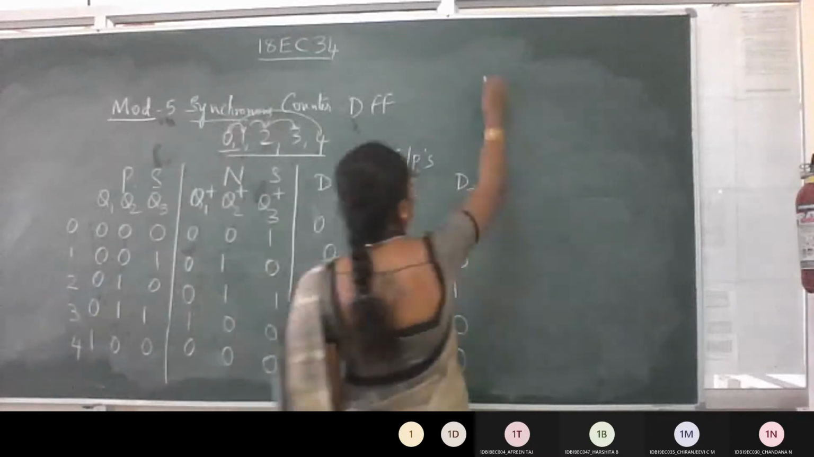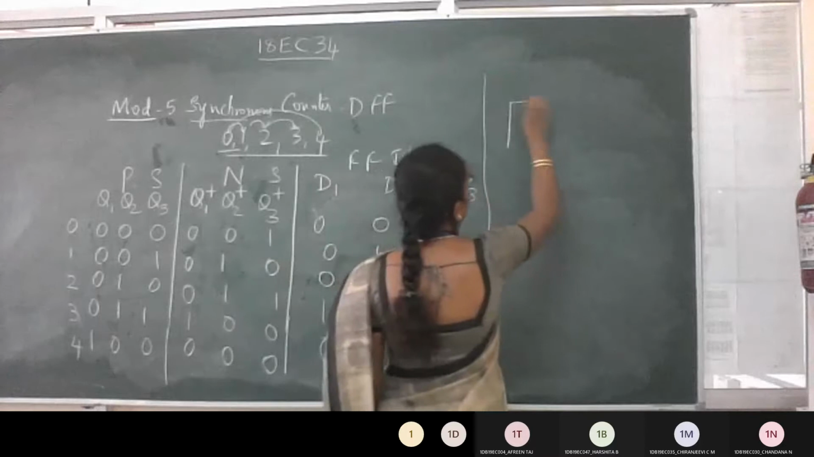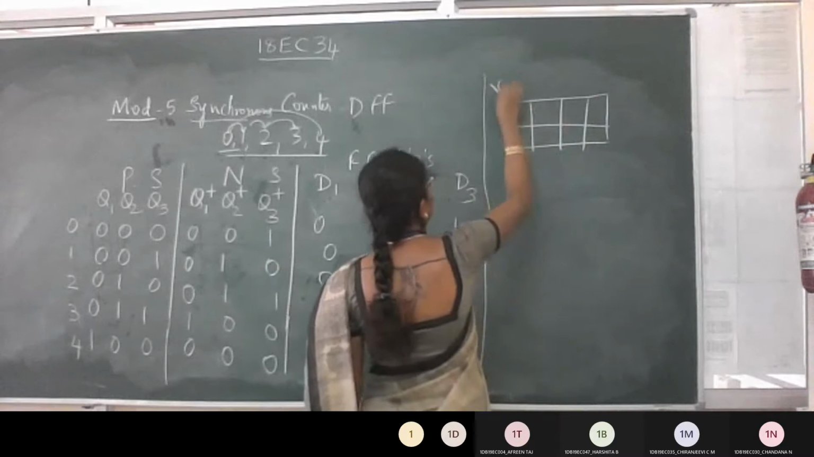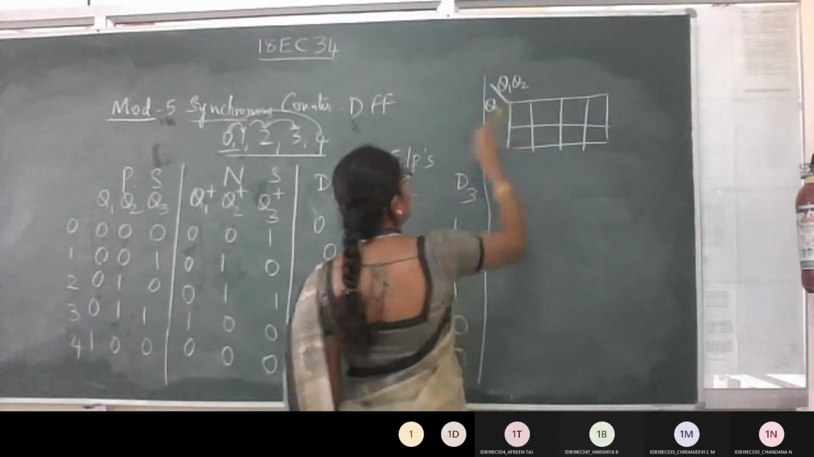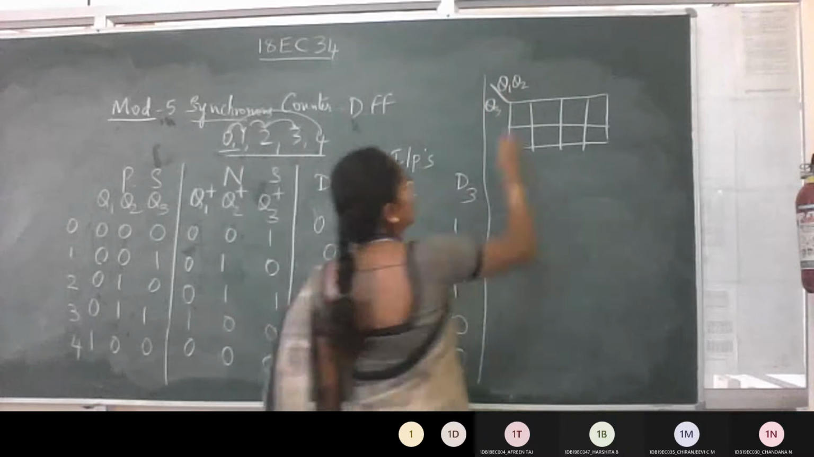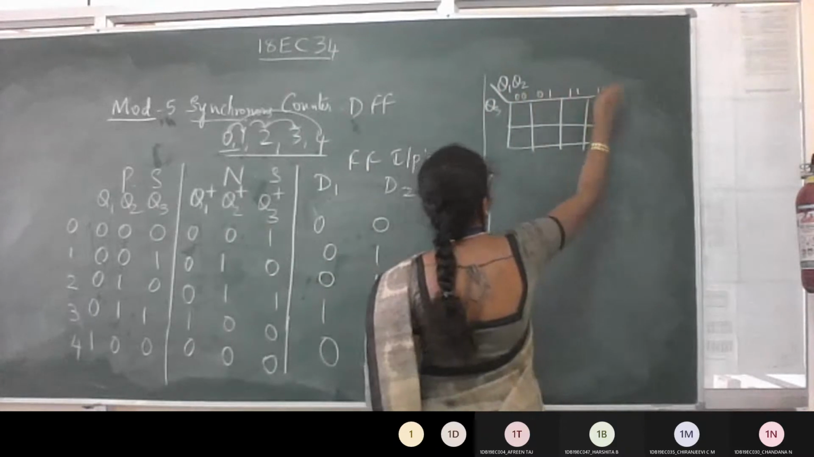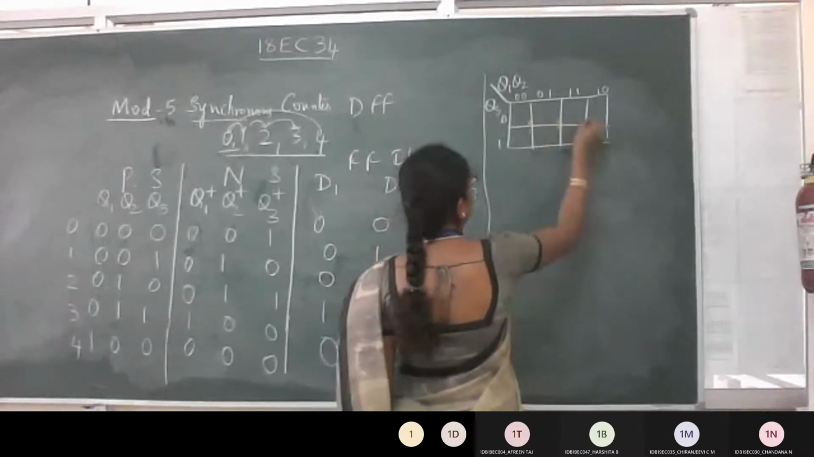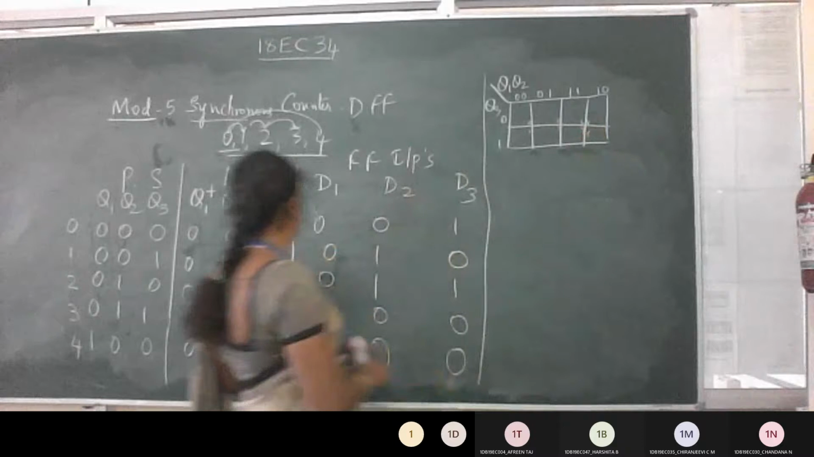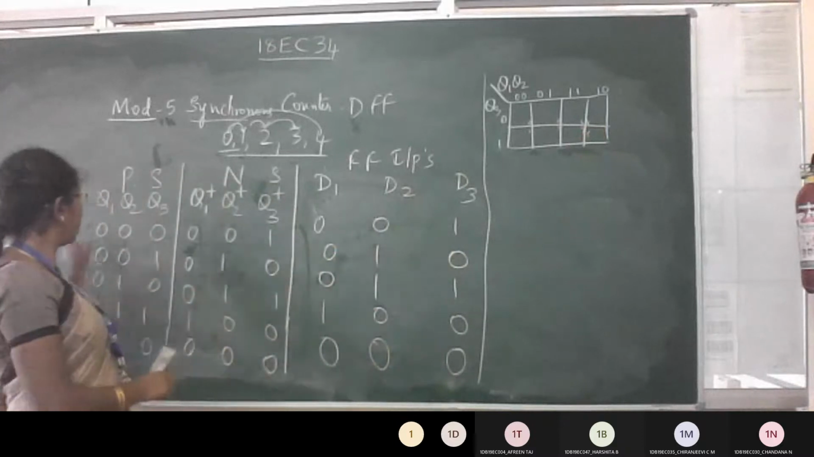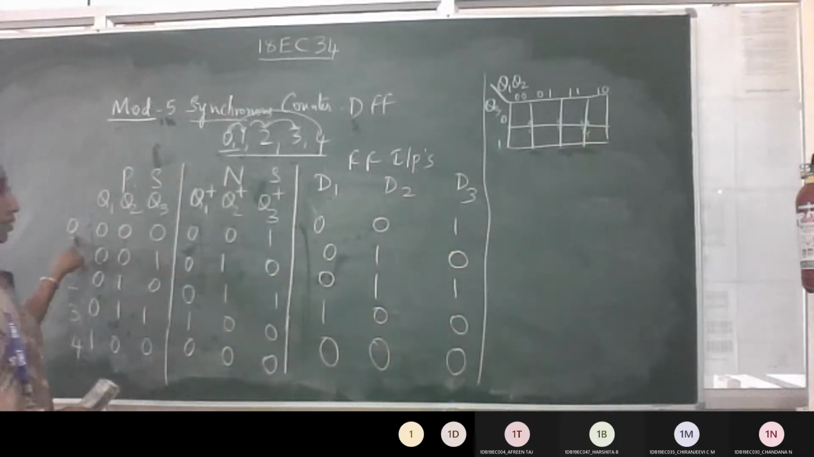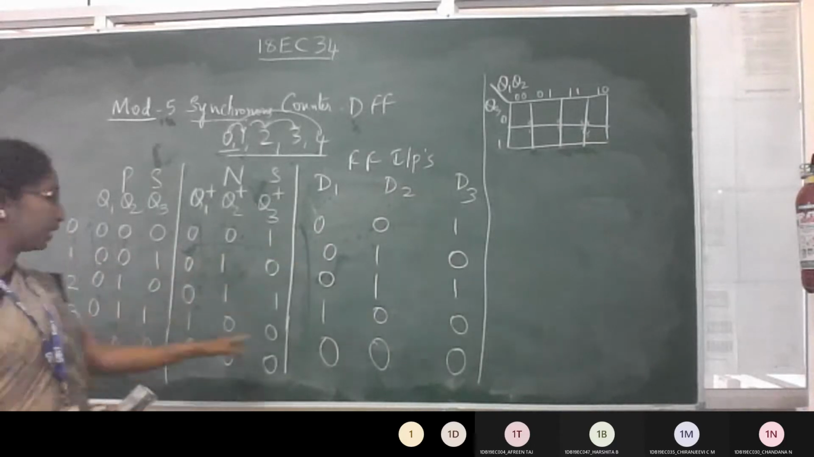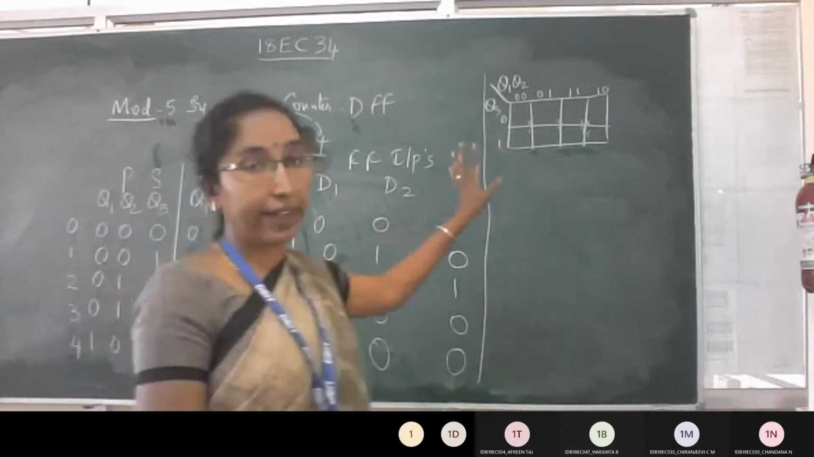So now, the next step is the K-map of 3 variables. 3 variables means 8 cells. So let me take Q1, Q2, Q3. So as usual, cell numbers 0, 1, 2, 3, 4, 5, 6, 7. Now just observe the D1 column and the values in decimal notation. For 0, it is 0. For 1, it is 0. 2 is also 0. 3 is 1. Only 3 is 1.